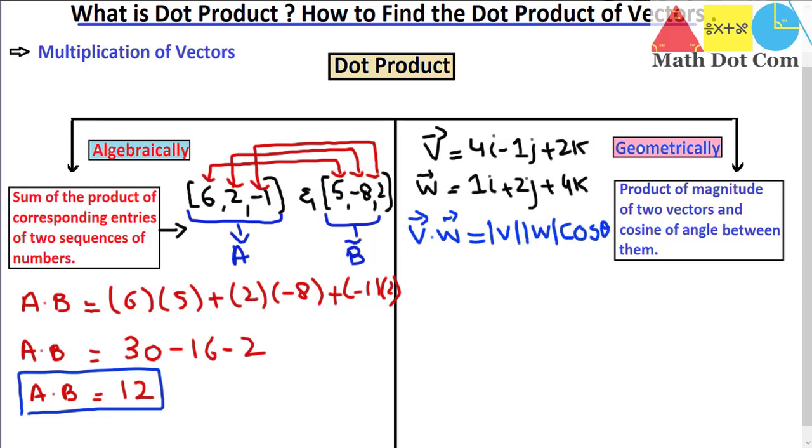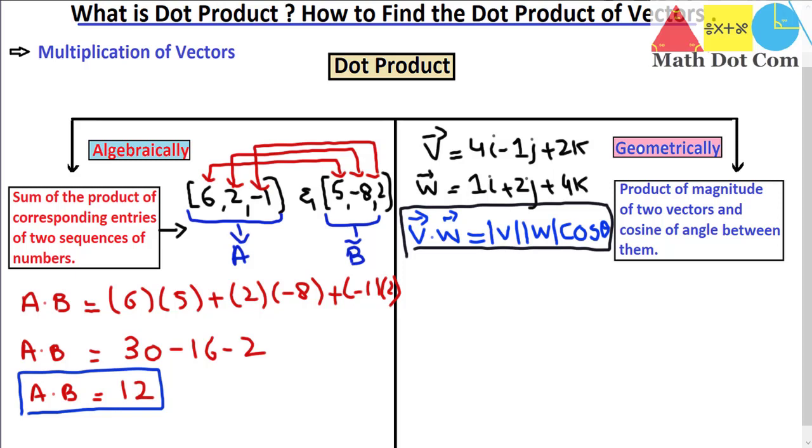So this is basically the formula that you have to use in order to find the dot product of two vectors geometrically, and this method helps you find the angle between the two vectors. In case you already know the angle, then you can easily find the dot product between the two vectors. So here we will use the concept of how the dot product can help you find the angle between the two vectors.